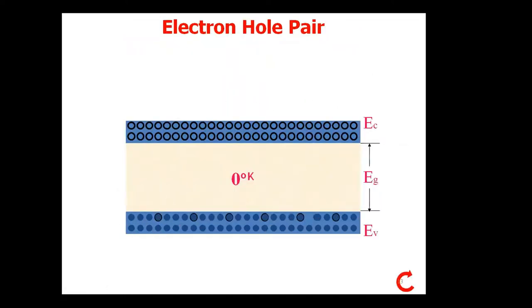As I already mentioned, at 0 K, the valence band is completely filled and the conduction band is completely empty. Now they are separated by the energy gap Eg. So if you increase temperature, then some of the carriers, that means electrons, will jump from the valence band to the conduction band and leave a hole. So we get an EHP, electron-hole pair.